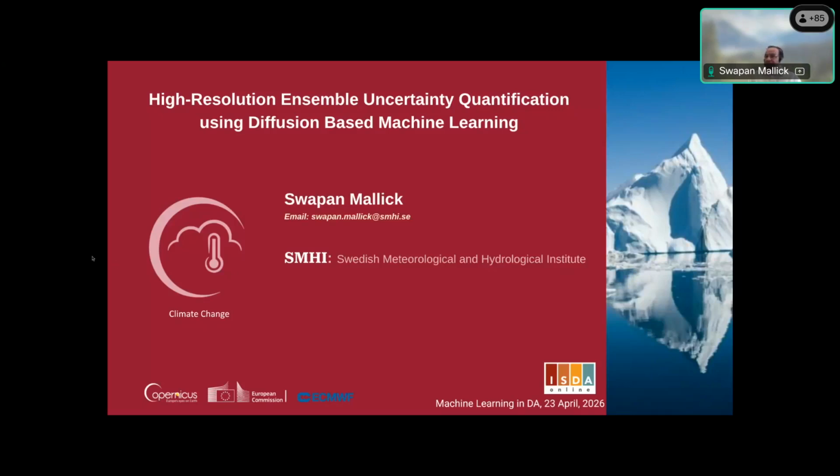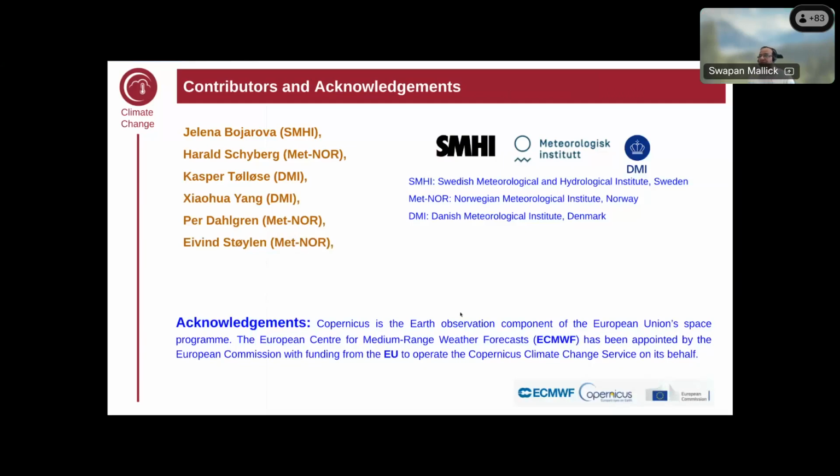The work we have done recently is based on high resolution ensemble uncertainty using a generative diffusion based machine learning model. I am Swapan Mallick from the Swedish Meteorology and Hydrology Department, and this work was done in collaboration with different institutes under the Copernicus reanalysis group, from Swedish Meteorology and Hydrology, Met Norway and the Danish Meteorological Institute.